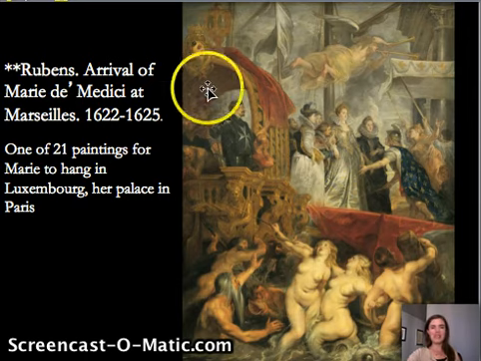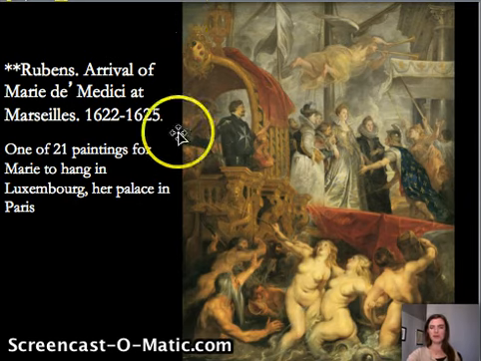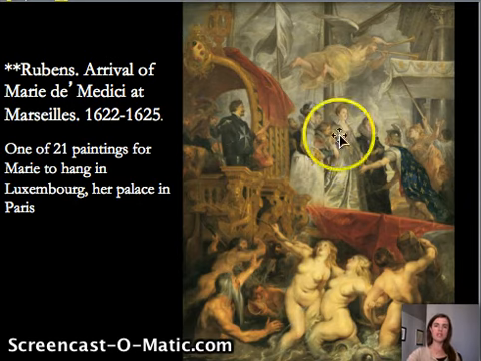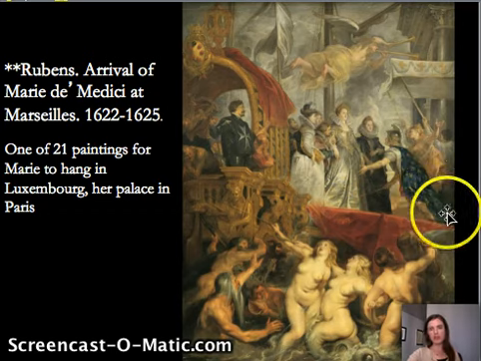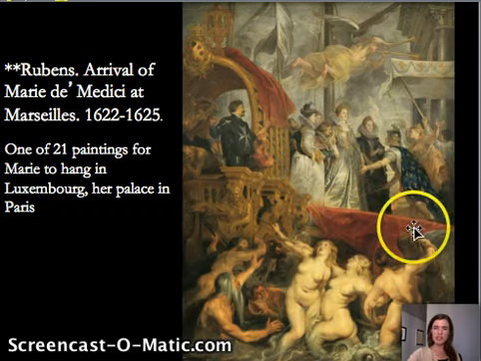So we see the captain here, we see the Medici coat of arms, the balls represented here. We see Marie coming off her ship with her ladies. We see a figure that represents the country of France with his fleur-de-lis patterned cloak, kind of kneeling down.